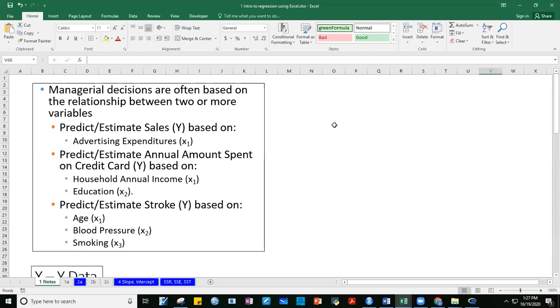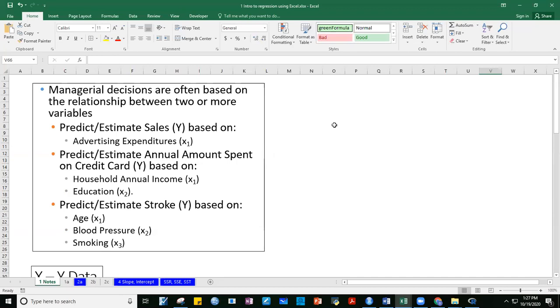What do I mean by positive relationship? When I say positive relationship, when one variable increases, the other variable also increases. When one variable decreases, the other variable also decreases. That's what we call a positive relationship. Ergo, they move in the same direction. When one goes up, the other goes up.